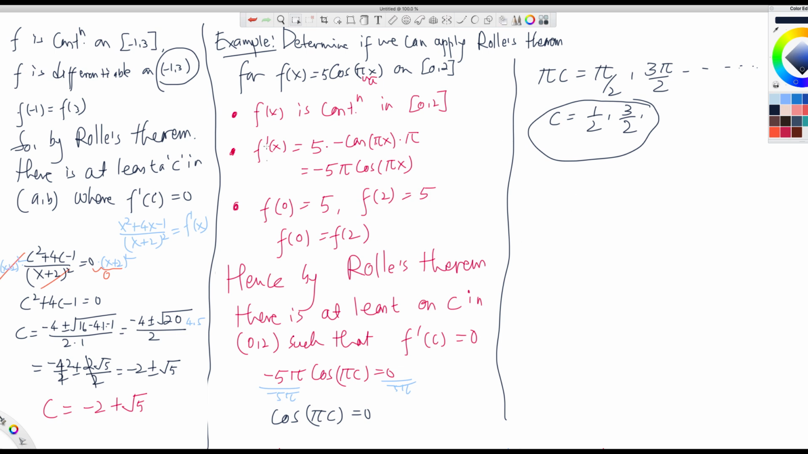Basically, all these problems on Rolle's theorem and the mean value theorem are in section 3.2. The next video will still be in section 3.2, but it will be on the mean value theorem.